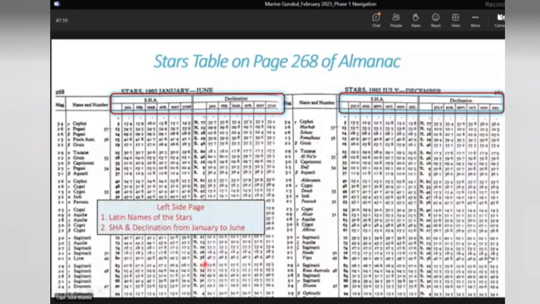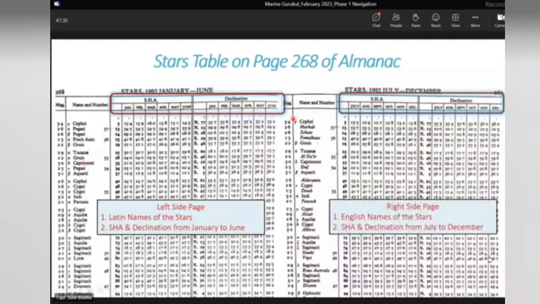Now the left side page of the table gives us the Latin names of the stars. The names which are mentioned here in this particular column are the Latin names of the stars, along with the SHA and declination from January to June. Whereas the right side page which we see gives us the English names of the same stars. And also, as we discussed just now, it gives us the SHA and declination of the star from the month of July to the month of December.